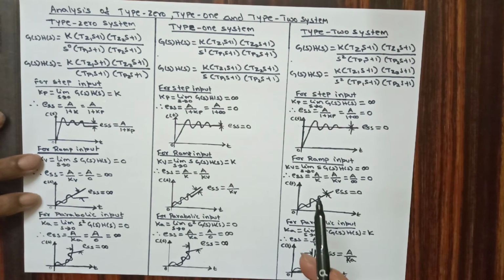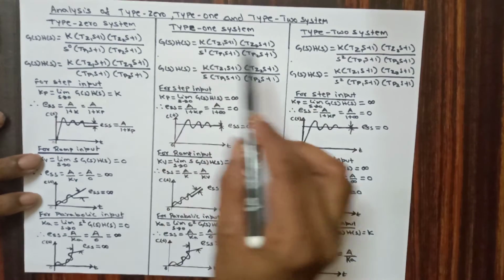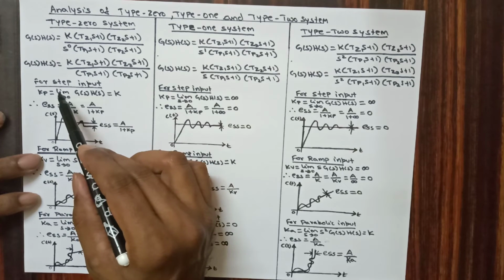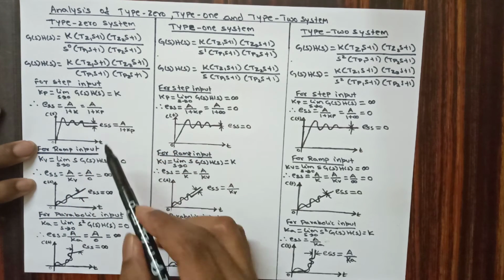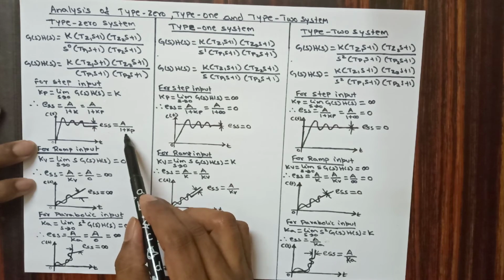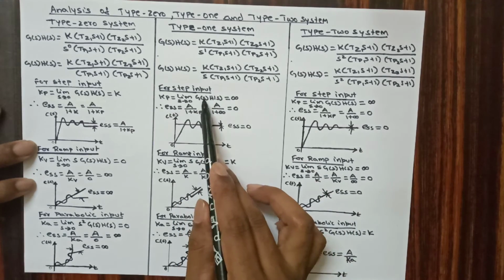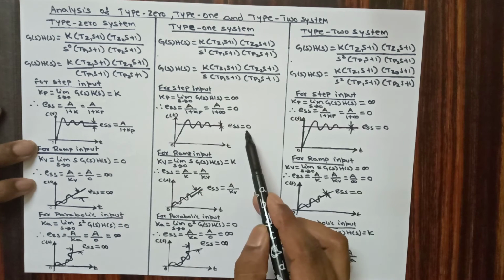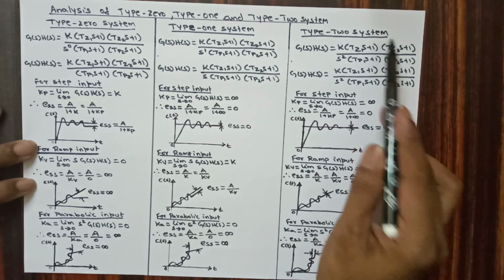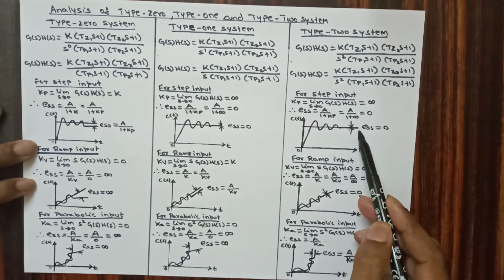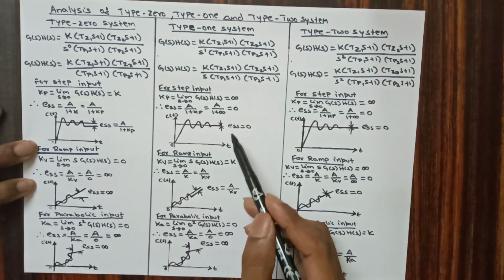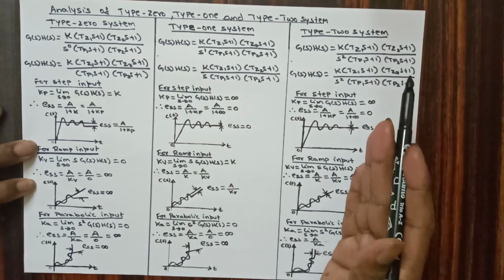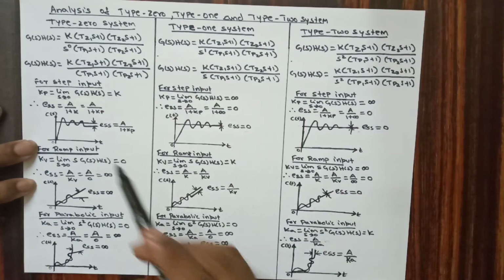In all these three examples, you can observe that as the type of the system increases, the error decreases. For a type 0 system, for step input we were getting finite error, for a type 1 system, for step input we were getting 0 error, and for a type 2 system, for step input we were getting 0 error. So one thing we understand here is, as the type of the system increases, the error decreases. This is for step input.